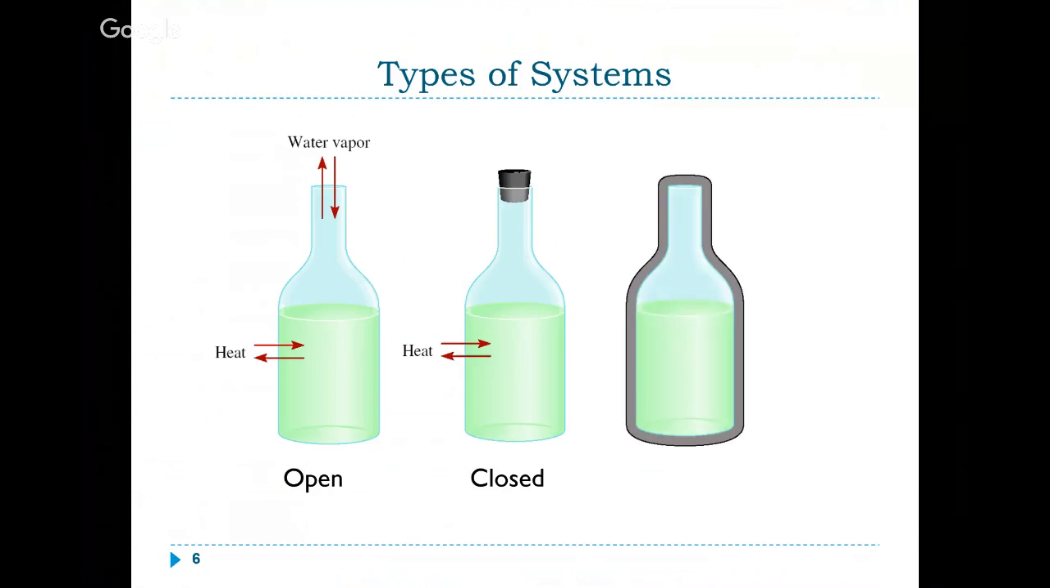In an isolated system, now we can't exchange anything. So we've insulated it and we've topped it off, so we cannot lose mass and we cannot lose heat, or gain heat, right? There's no change. No change in mass, no change in heat.